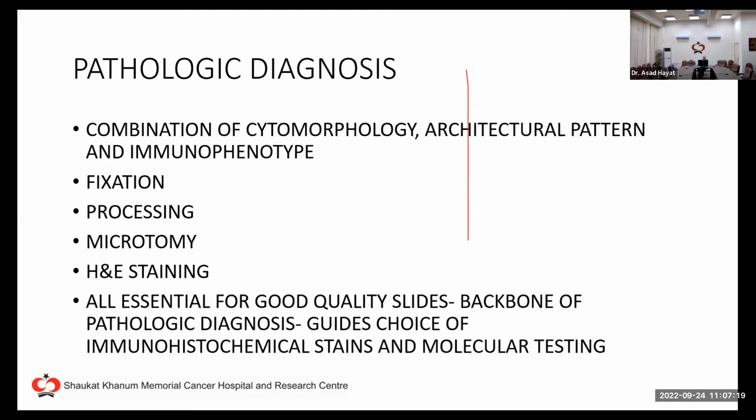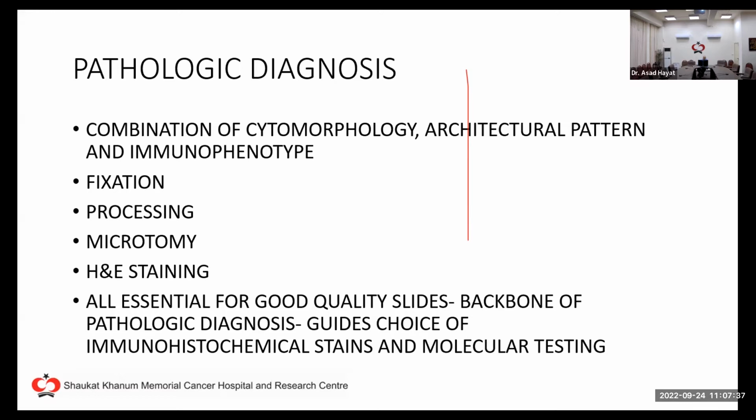So the pathological diagnosis is a combination of the cytomorphology of individual cells, the overall architecture of the lymph node or whatever tissue it is, and the immunophenotype. What antigens are they expressing? Are they B cell markers, T cell markers, some other antigens as well?